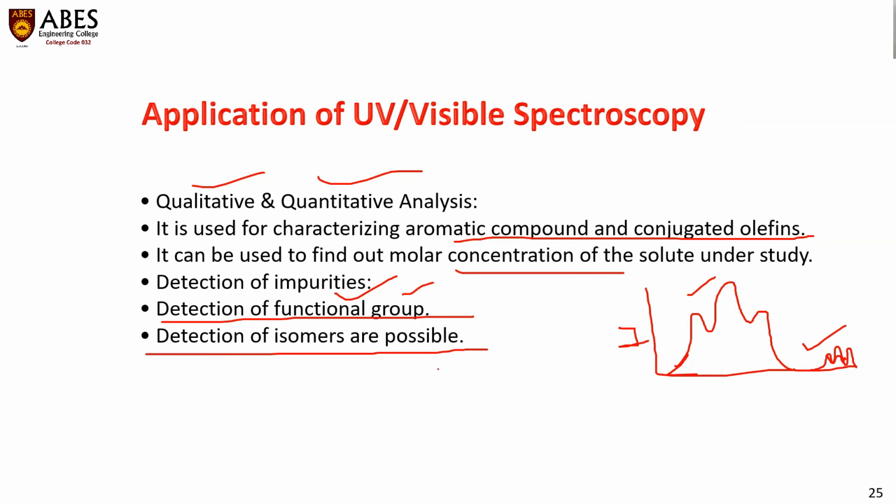By UV-visible spectroscopy, we can detect the cis and trans isomers because in the cis molecule, there is steric hindrance and conjugation decreases. So the trans molecules always show the bathochromic shift compared to the cis isomer.